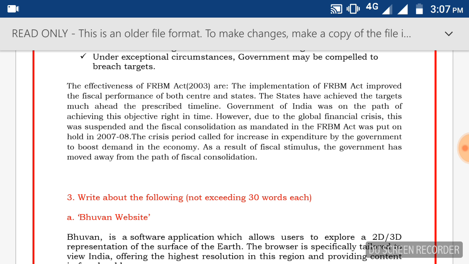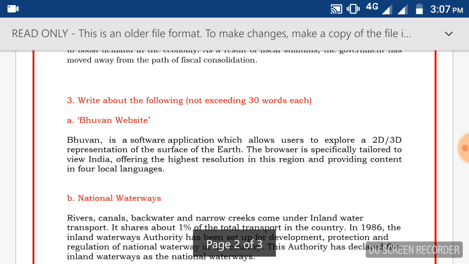That's why the government was forced to increase expenditure to boost demand in the economy, and as a result a fiscal stimulus package was announced. So the government moved away from the path of fiscal consolidation. The third question was, write the following in not more than 30 words. So first was the Bhuvan website.